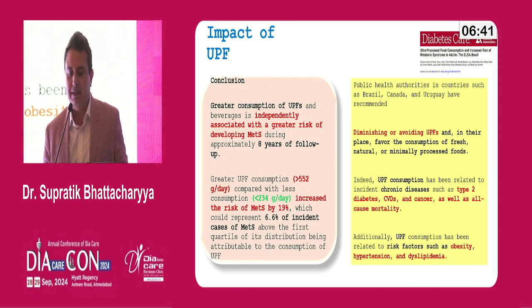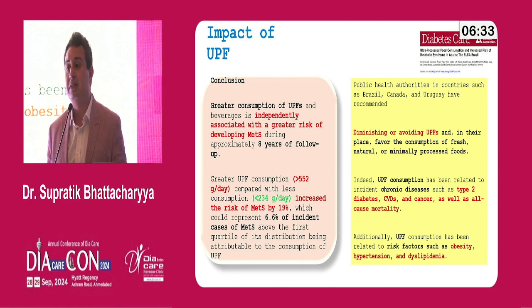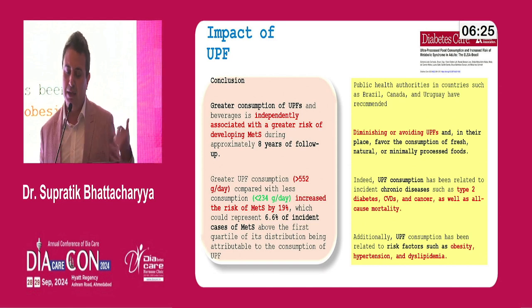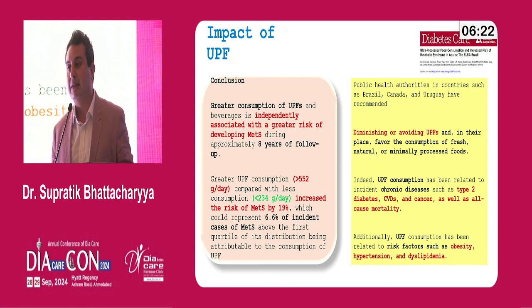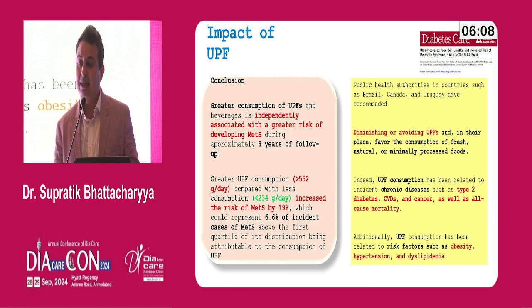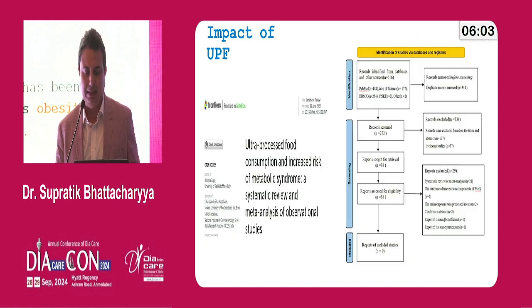Public health authorities from Brazil, Canada, and Uruguay also recommended diminishing or avoiding ultra-processed food, and in their place, consumption of unprocessed or minimally processed food is recommended. And we know that if you consume more of that, as we had shown from the other studies as well, there was an increase in the risk of diabetes, cardiovascular diseases, and some form of cancer, and overall increase in mortality. And also, obviously, ultra-processed food, as we had seen, is a definite risk factor for obesity, hypertension, and dyslipidemia.